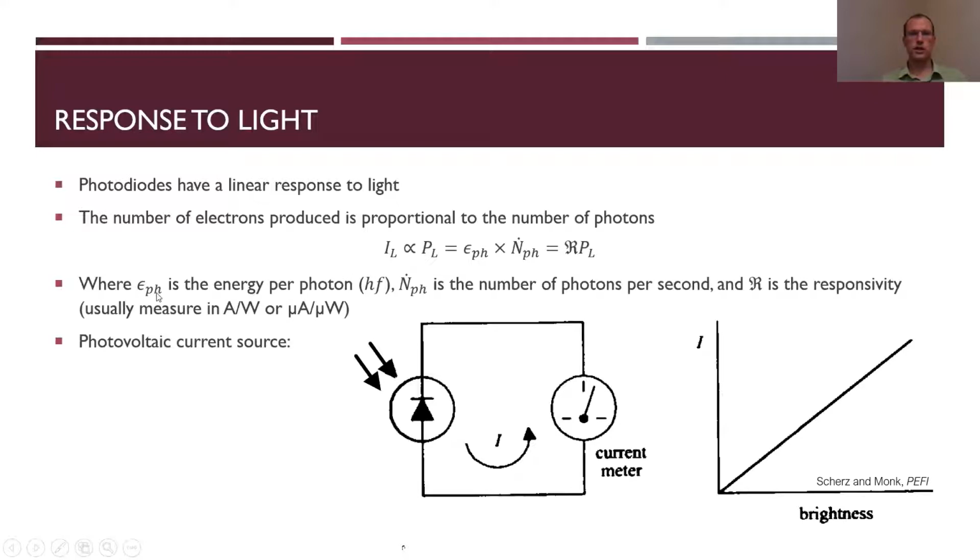So epsilon is the energy per photon, which basically depends on the frequency and Planck's constant. N dot is the number of photons per second. And then this fancy R is called the responsivity, usually measured in either amperes per watt or microamps per microwatt. So again, here if I have some light source coming into my photodiode, the photodiode being a regular diode symbol with some arrows representing the light hitting it, that's going to create some current based on the intensity of that light, essentially.